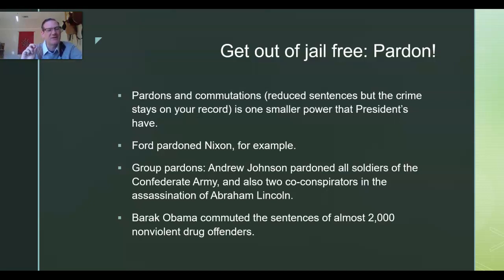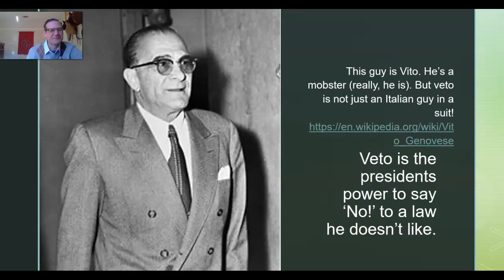But his logic was a lot of the sentences that were given to them, he thought were excessive. And so he said, look, these are excessive sentences for nonviolent drug crimes. I'm commuting your sentence. In that case, it's mostly time served. Another word for commutation is clemency. Clemency means sort of forgiveness. Commute means to reduce.